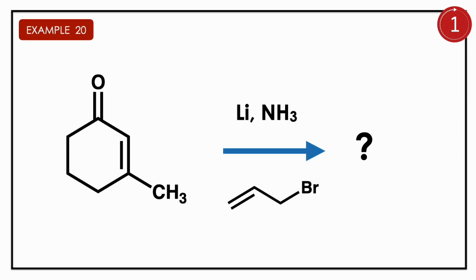Then the next reaction, the starting material is cyclohexene. You have an alpha, beta unsaturated ketone. At the beta position you have a methyl group. You are reacting with lithium and ammonia and allyl bromide. You should find what will be the final product.